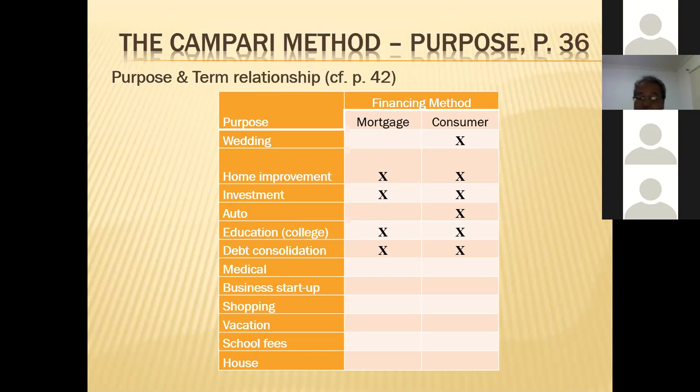All right. What about medical? Consumer. I would say consumer. Although I've known some people to do mortgage, I tend to discourage doing it by mortgage, particularly if the medical is for someone who is not the owner of the property. So someone comes and says they're doing it for their mother, and the mother's terminally ill. This may sound cold, right?